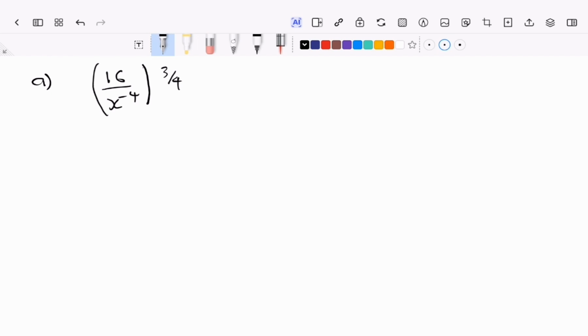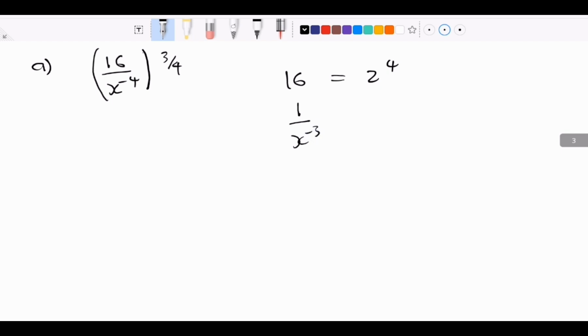So the first thing that we could do with this question is, I know that 16 can be written as 2 to the power 4, and also I know that 1 over x cubed, as we have seen in the previous video, is equal to x to the power of negative 3. Okay, using these, let me put them aside.